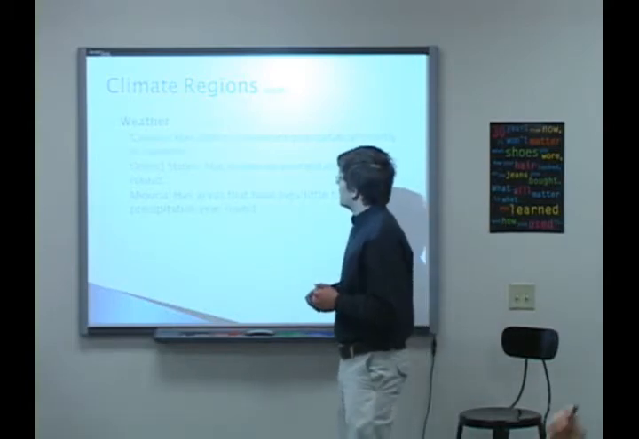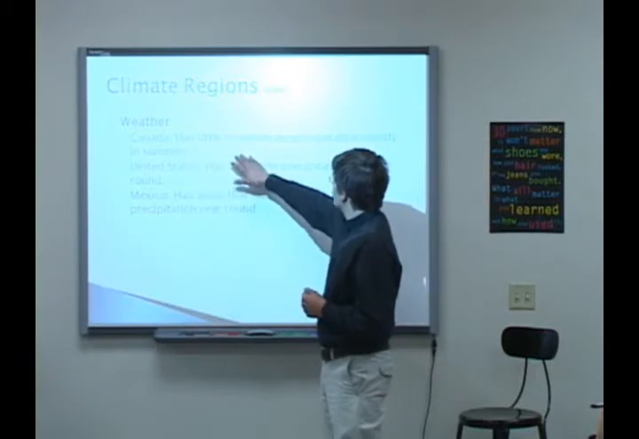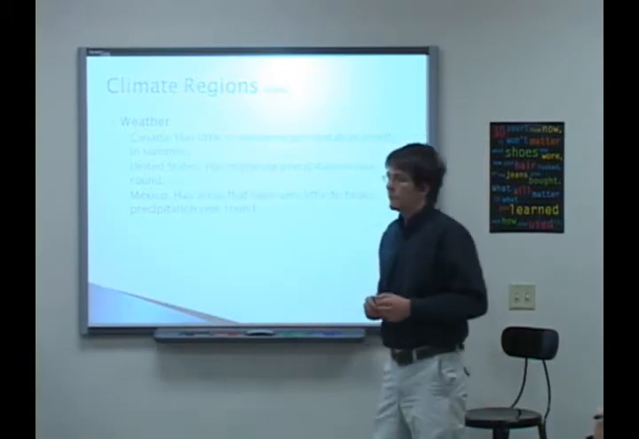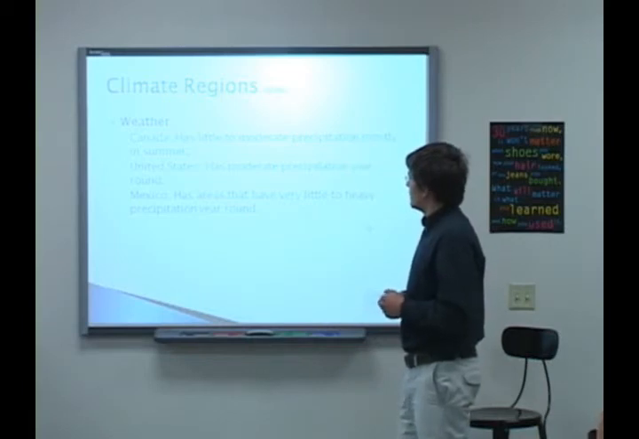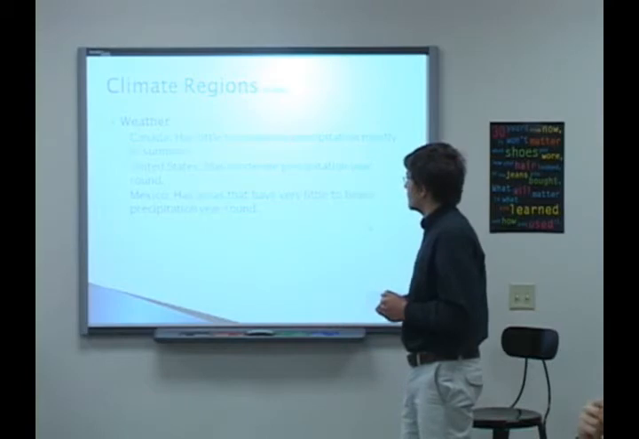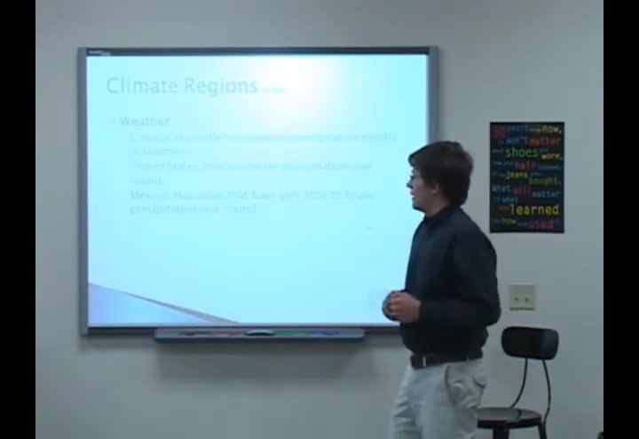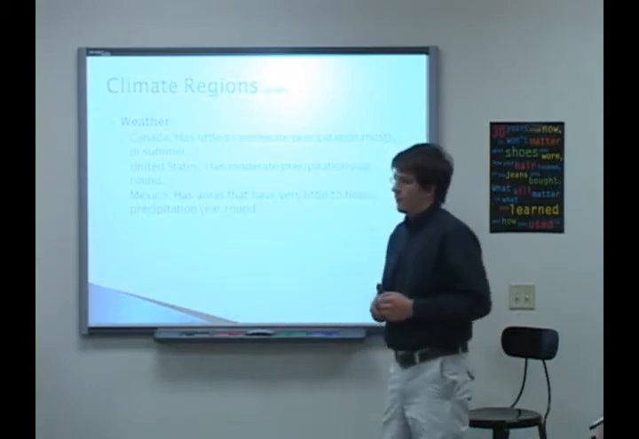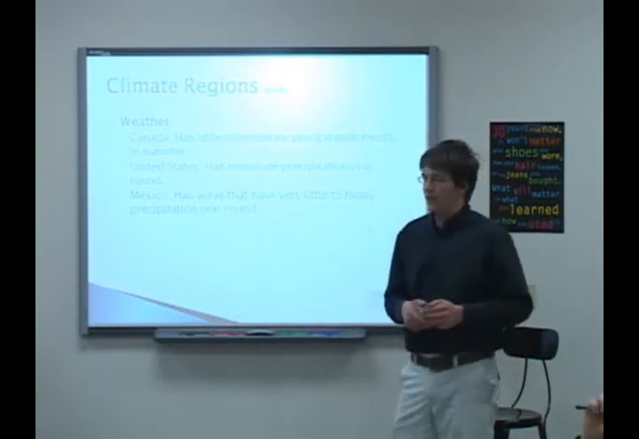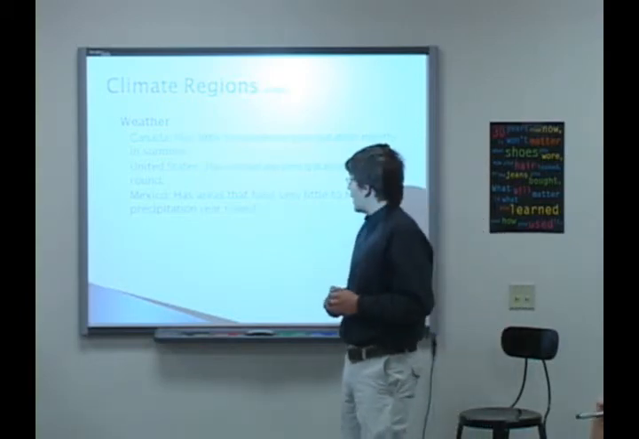The weather in North America: Canada has little to moderate precipitation, mostly in the summertime. The United States has moderate precipitation year-round, which means it'll rain and snow. In Canada, they mainly see a lot of rain in the summertime because they get one big snow in the winter and then it stays there for the most part.